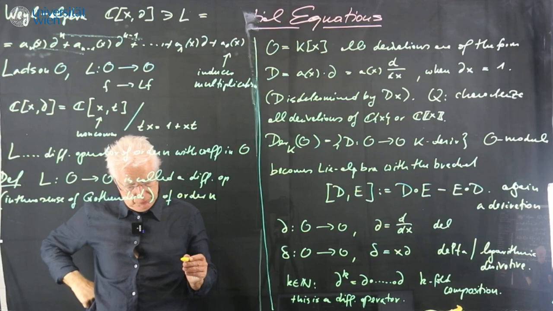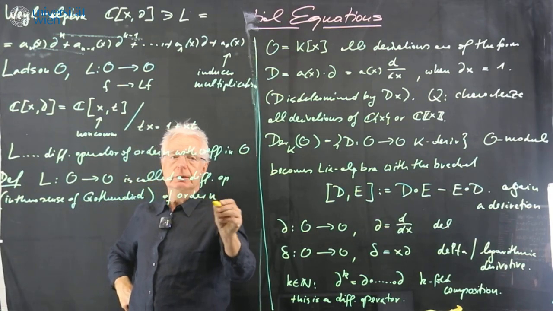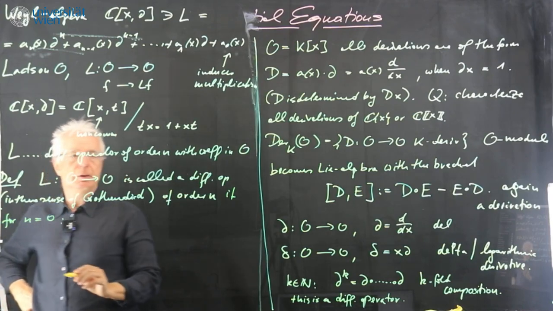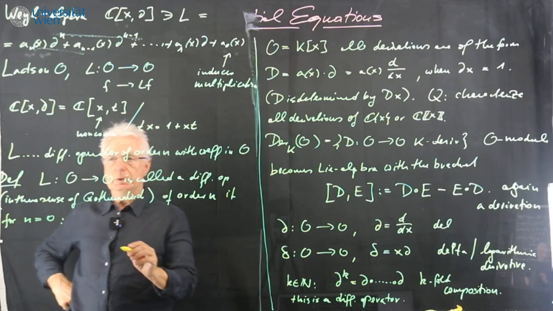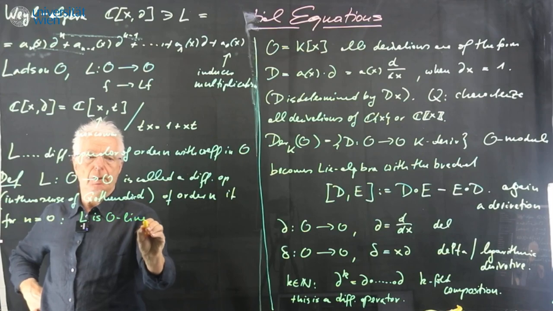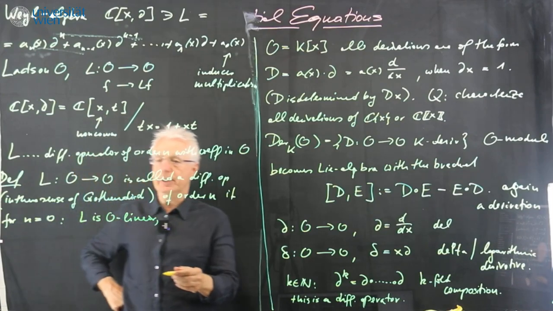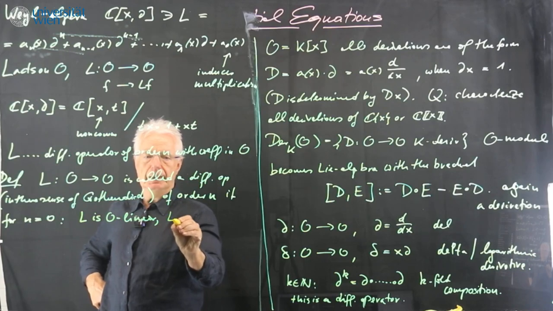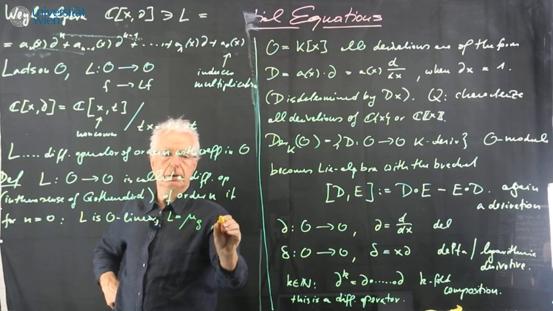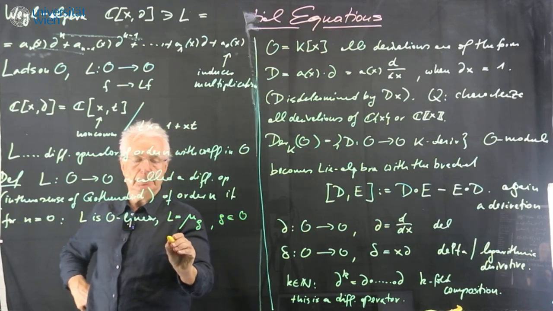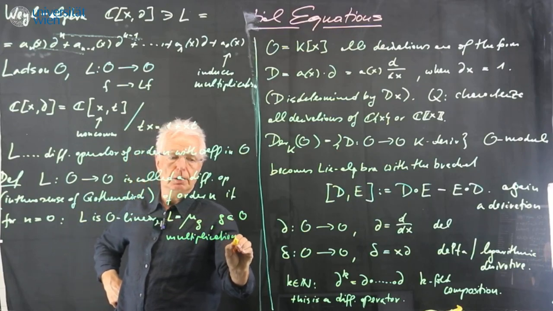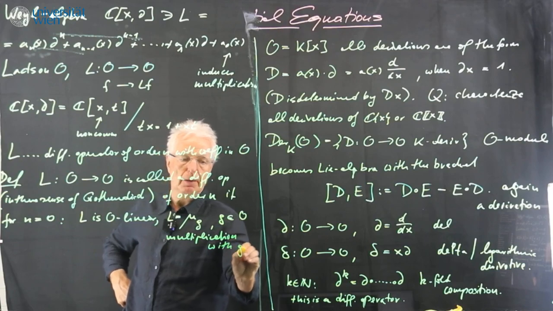So we define it recursively. For n equals 0, you just assume that L is O-linear. But as you have just O itself, this means L is a multiplication. Maybe I write mu_g, g in O, multiplication with g.